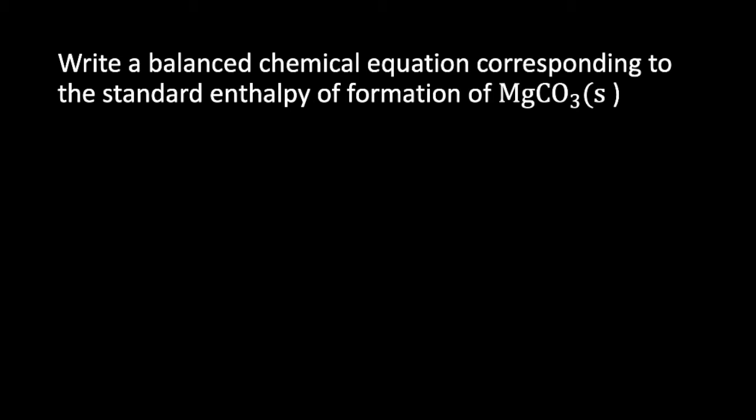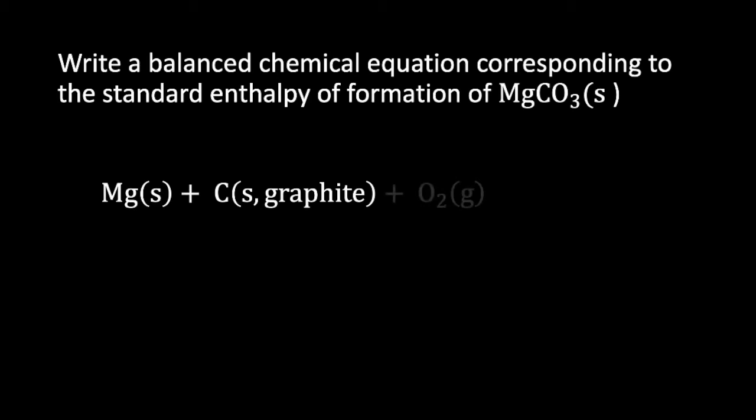So first, let's break this down into its elements and put it into elemental form. Magnesium is monoatomic and it is solid, and we're going to add carbon. And the standard state of carbon is graphite, which is a solid. We will add oxygen gas. Oxygen is diatomic to form our magnesium carbonate.